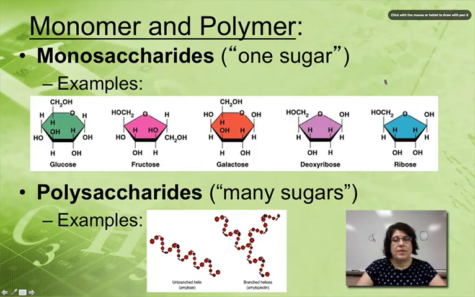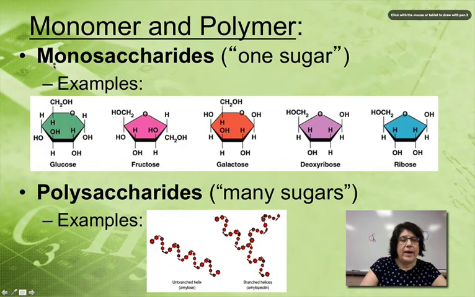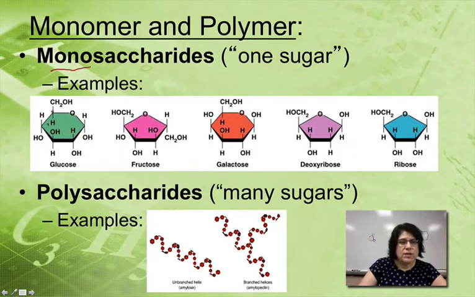We already talked about the fact that all macromolecules have monomers and polymers, so let's talk about those for carbohydrates specifically. The monomer for carbohydrates is a monosaccharide. Mono means one, and saccharide is sugar. So each of these rings is a monosaccharide, a single sugar. This is the simplest version of carbohydrates.